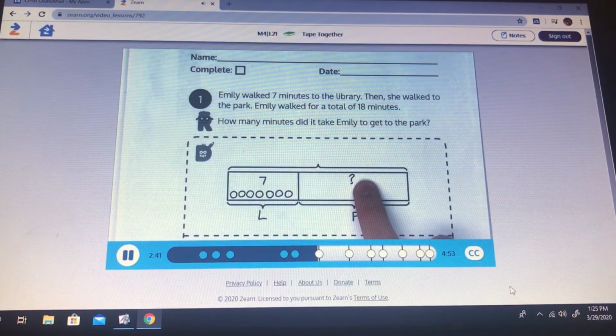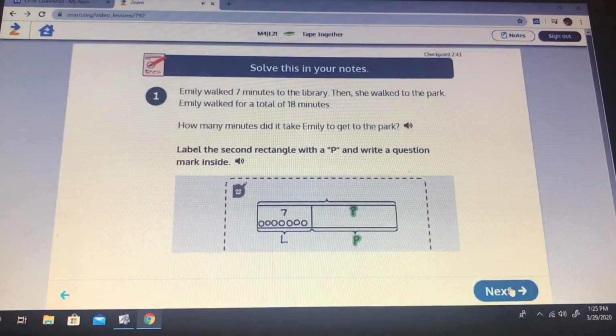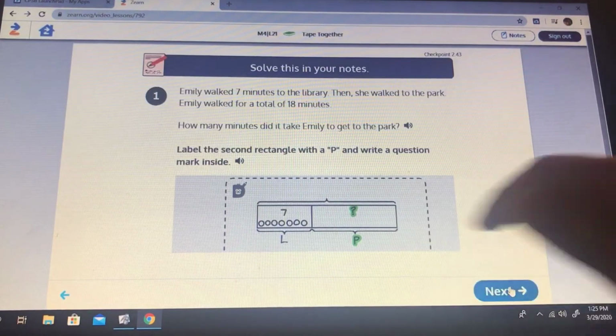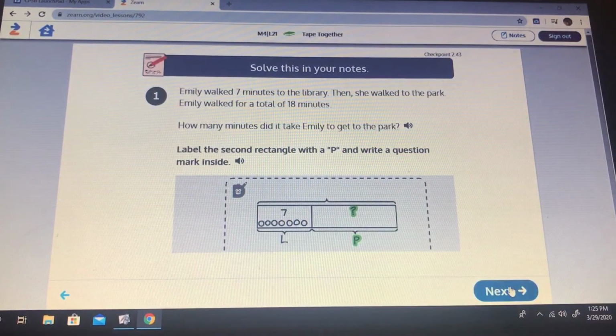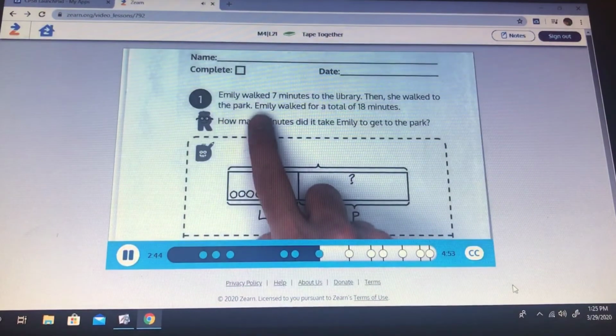So using your Zearn Notes, you're going to do as he just did. You're going to write a question mark here. We're writing a question mark there because we aren't sure quite yet what goes in that box. That's what we're trying to figure out. But we know that however many minutes goes here where that question mark is, those are the minutes it took her to walk to the park. That's why we put a P there for the park.